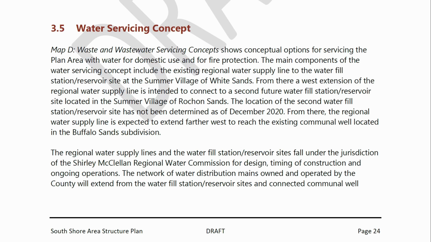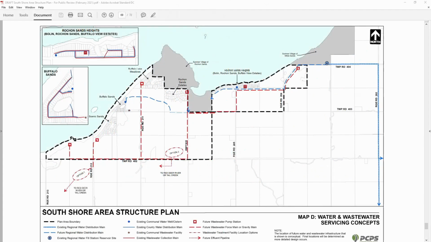Map D shows a combination of water and wastewater servicing concepts. So first we're going to go over the water, and then we'll continue talking on map D about the wastewater. This document has been updated to reflect the creation of the regional line, which is shown on the right-hand side of the document in the east, where you see the regional water line coming up from the town of Stettler from the south and over to the fill station that's been installed in the south end of the summer village of White Sands. So that is where the existing water system to service the area stops currently.